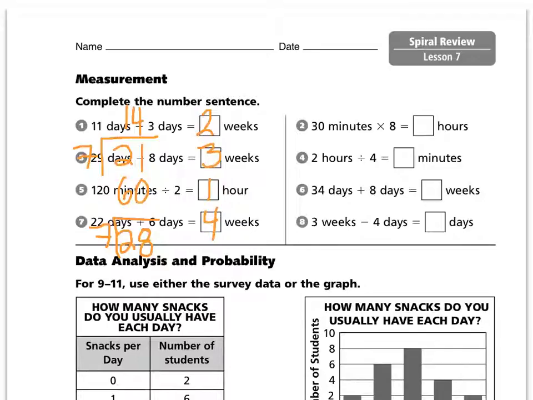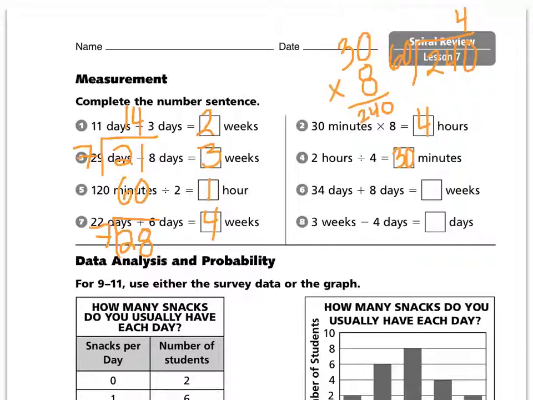30 times 8, I know I do 0 and then have 240, but then I need to take 240 and divide it by 60 in order to get the hours. I know that 60 would go into here 4 times, which would mean 4 hours. 2 hours divided by 4 would be 30 minutes each.